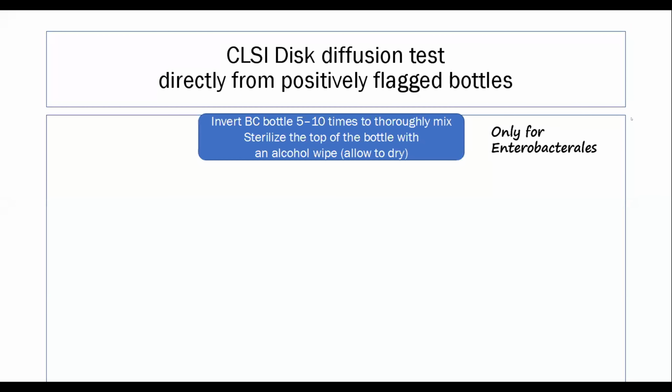Following it, sterilize the top of the bottle with an alcohol swab. The top of the cap of the bottle has to be sterilized with the alcohol wipe. Following this, we have to insert a 20 gauge needle. Always remember the size is very important here.